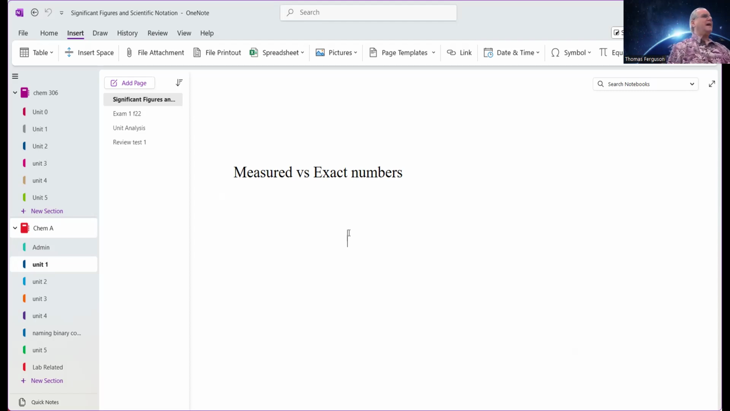Okay, so what do we mean by exact numbers? This is a tough one. How many are in a dozen? 12. 12.1? 11.9? No, exactly 12 by definition. So who knows what the sig figs are for that 12? Is it 2? I'm setting you up, obviously. It's not 2. It's infinite because it's not measured.